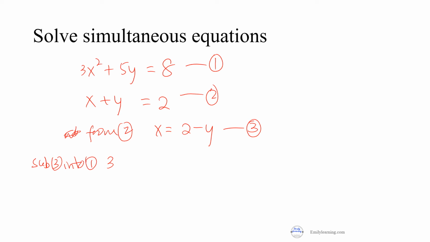So you have 3 times (2 minus y) squared plus 5y equals 8. And from there, you solve for x and y. Because now your equation only has y, you can solve for y already. Once you have found y, sub y into equation 3 and you can find the value of x. That is how you solve simultaneous equations by substitution.